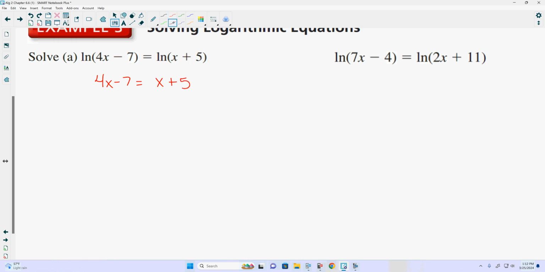Solve for x. So what do we do first? We can minus 5 from both sides first. We could have added 7 to both sides. We could have subtracted x or subtracted 4x. We needed to pick one of those 4. Since we subtracted 5 first, it'll tell us that 4x minus 12 is equal to x, because negative 7 minus 5 would be negative 12.